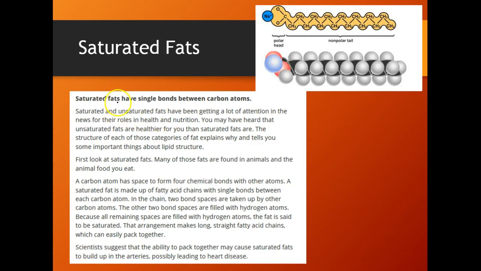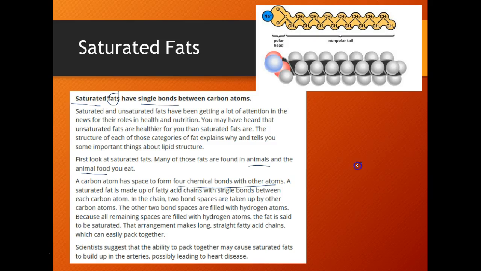Okay, so we have different types of fats. One type of fat is called saturated fats, and the defining feature of saturated fats is that they have single bonds between carbon atoms. So you see here, there's only one line in between all these carbon atoms. Okay, so if we look at saturated fats, you can find these fats in animals and in the animal food that you eat. A carbon atom has space to form 4 chemical bonds with other atoms.